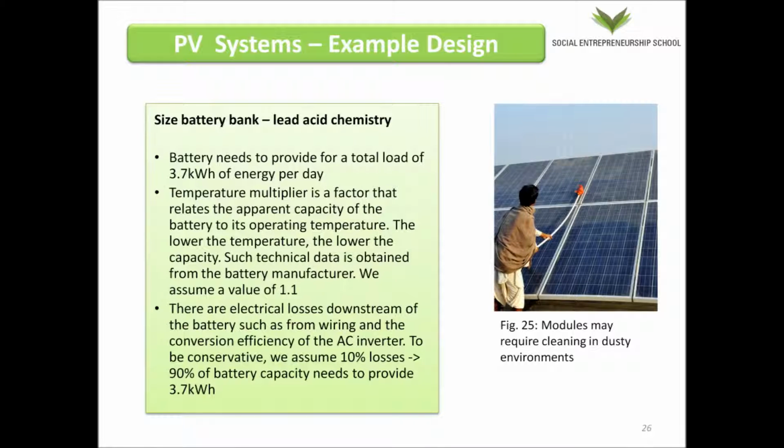The battery bank is then sized based on the daily load requirements. A lead-acid chemistry has been selected in this case because it is widely available and has good surge current capabilities. Battery technical data should be consulted in order to account for the effect of operating temperature and depth of discharge on battery capacity. Furthermore, electrical losses and conversion efficiencies of the various components should be accounted for.